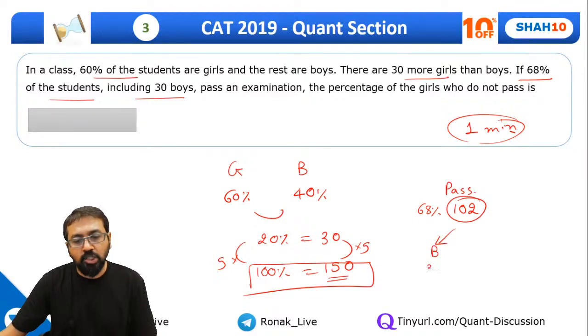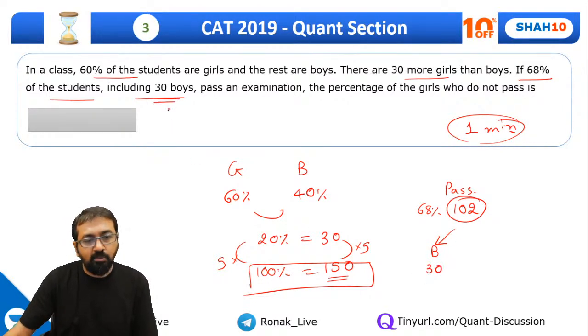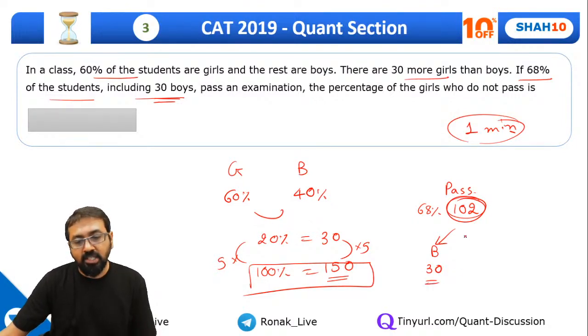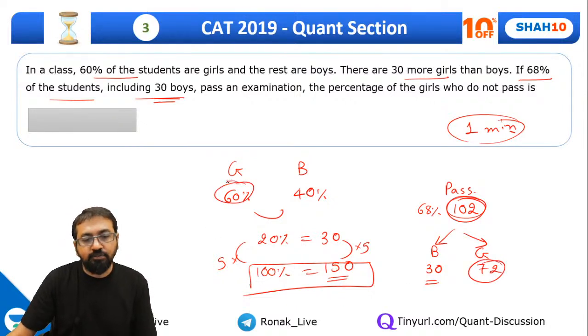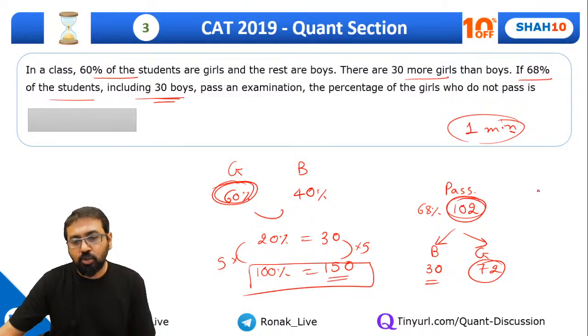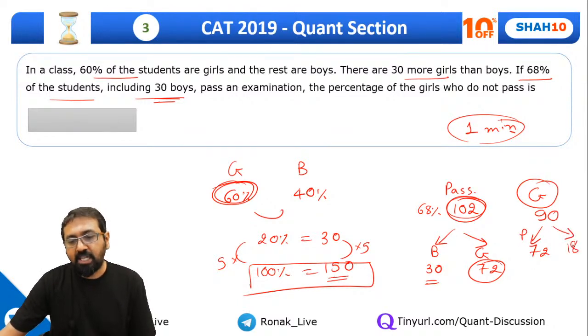Out of them, boys were 30, including 30 boys. So out of this 102 students who passed the exam, 30 were boys. So can I say remaining, how many were girls? 72 were girls. Right? And what is the percentage of girls in the class? 60%. Correct? So out of 150, 60% means there were total 90 girls. Total number of girls are 90. Out of these 90 girls, 72 passed the exam. That means the remaining 18 didn't pass the exam, failed in the exam.